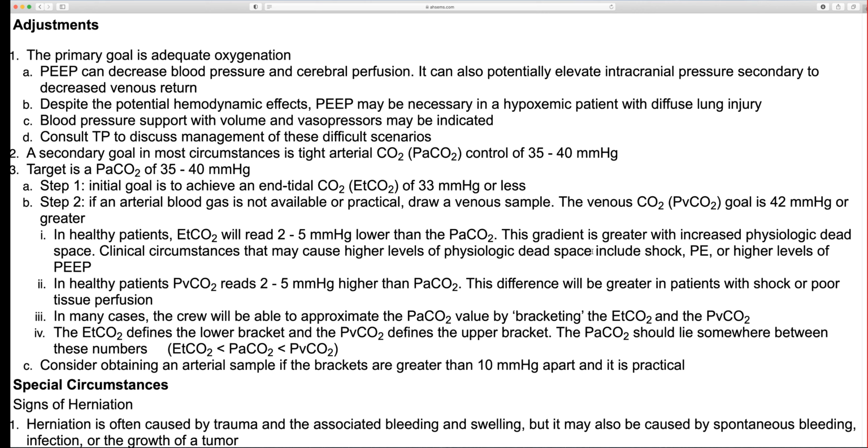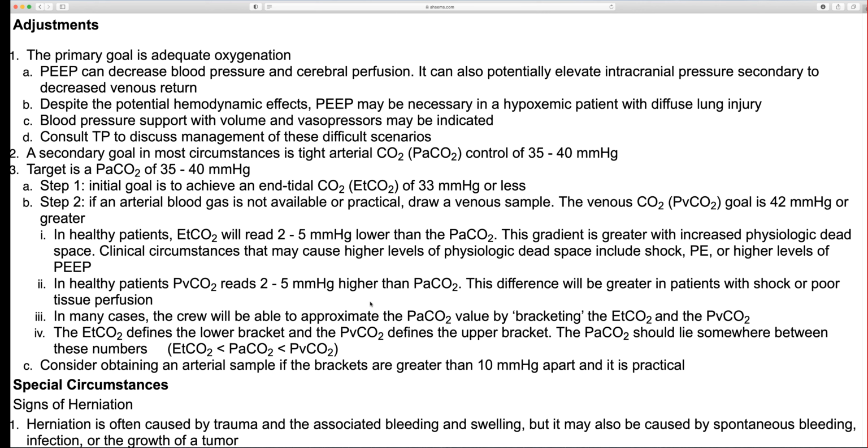And when there's a lot of shock or poor perfusion, the venous CO2 will be higher. But the relationship still stands. The venous CO2 is the highest value, the end tidal CO2 is the lowest value, and the arterial CO2 falls somewhere in between. Now, I will just say you will rarely see this relationship not hold true, and this has a little bit to do with VQ mismatch primarily and dead space.